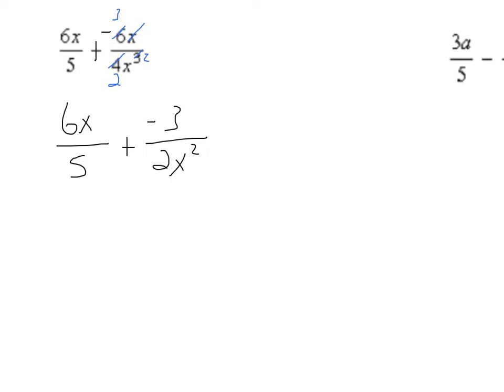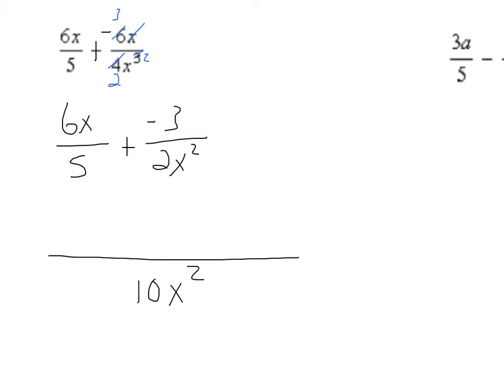Again, I cannot cancel diagonally because this is not a multiplication of fractions. Common denominator here, I have a 5 in one denominator and a 2x squared in the other. Our common denominator will be 10x squared. Now how do I get 10x squared? Because I have to have a 5 present, a 2, and an x squared present. 10 is the least common multiple between 5 and 2.